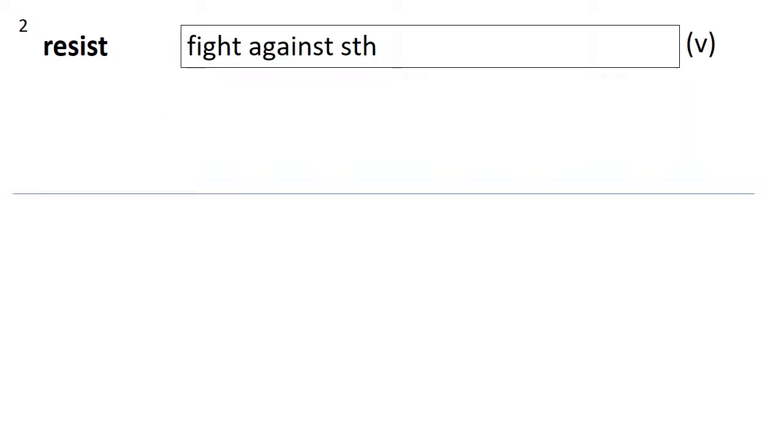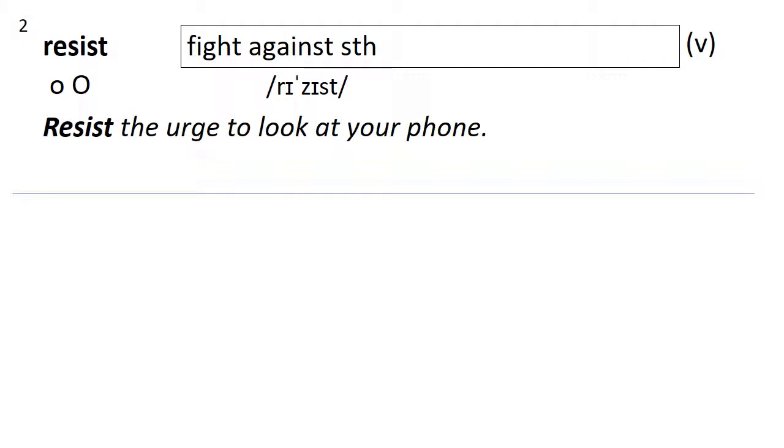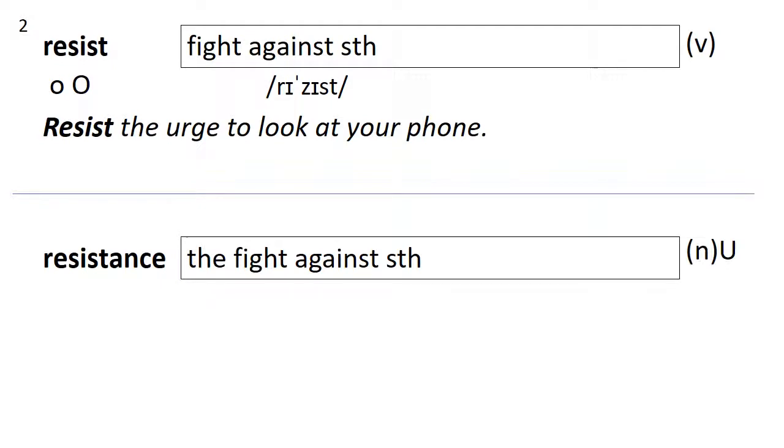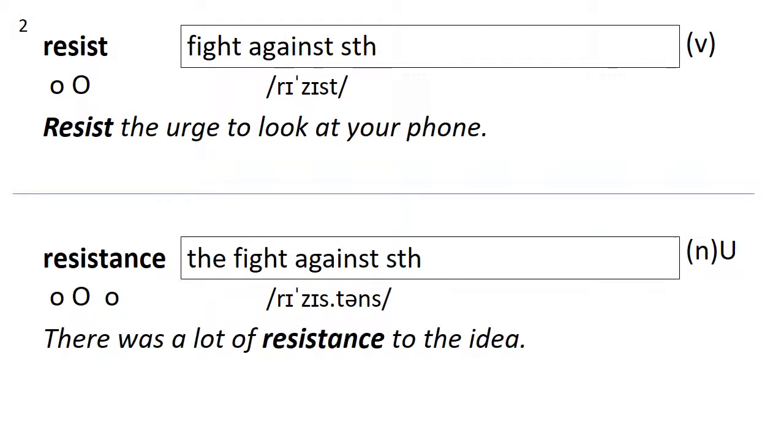Number 2 is resist. Resist means to fight against something, and it's a verb. How many syllables are in the word resist? 2. Stress on the second. Resist. Resist the urge to look at your phone. Then we have resistance, which is the same meaning, but it's a noun, uncountable. How many syllables in resistance? 3. Stress on the second syllable. Resistance. There was a lot of resistance to the idea.